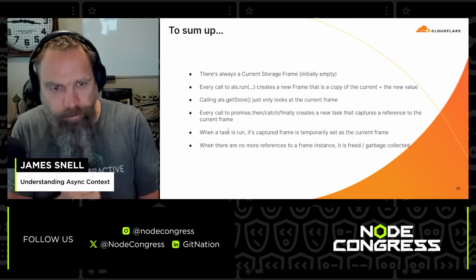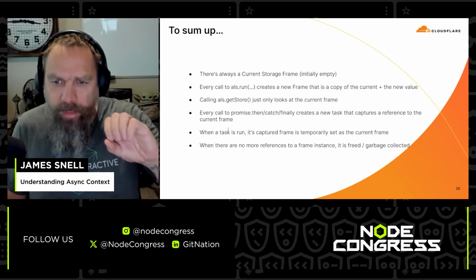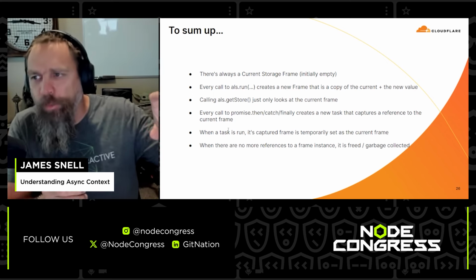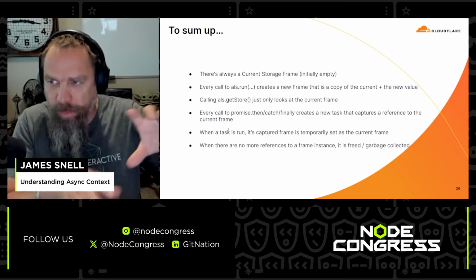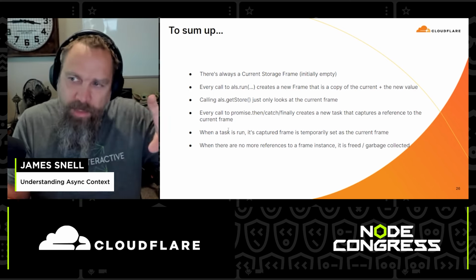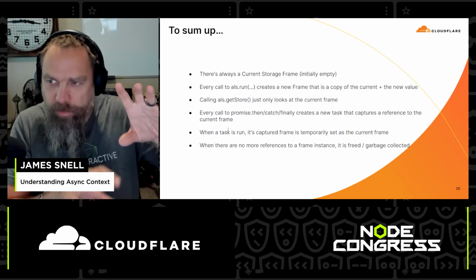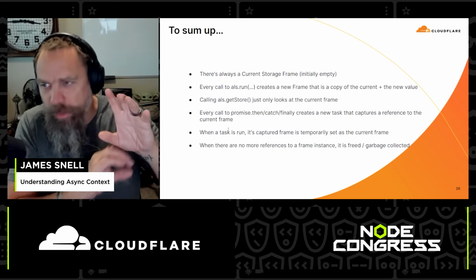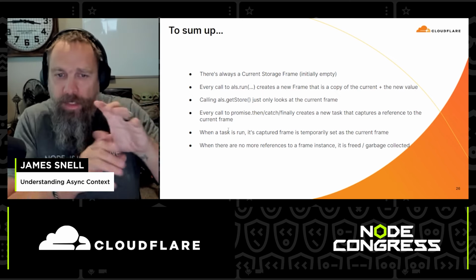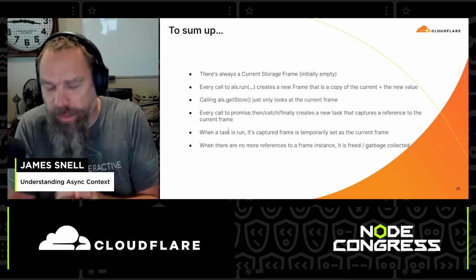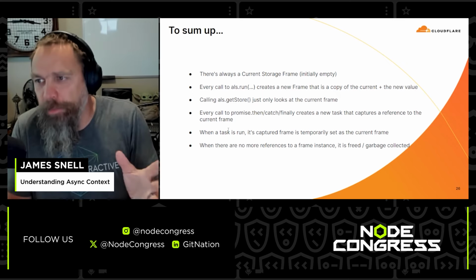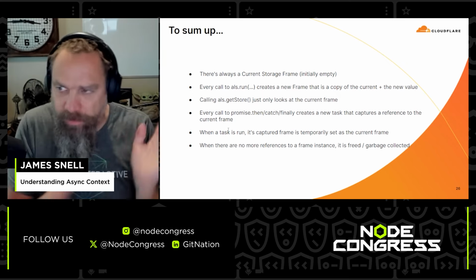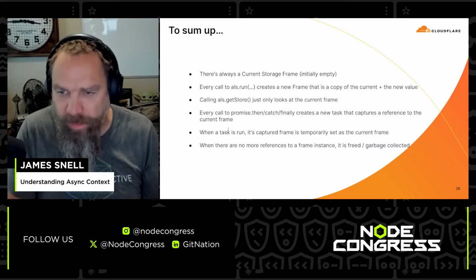So, for instance, like I said, there's initially an empty one. We call ALS run once. It creates a new frame and runs some code. If nothing in that run code captures a reference to that frame, so if we don't create another copy, if we don't create any tasks, there's nothing holding a reference to it. It's just another JavaScript object, which means it can be garbage collected and freed, so we're not holding on to any memory, that kind of thing.